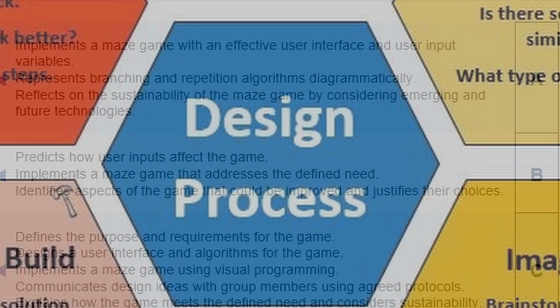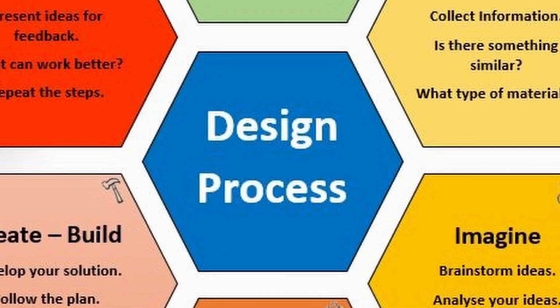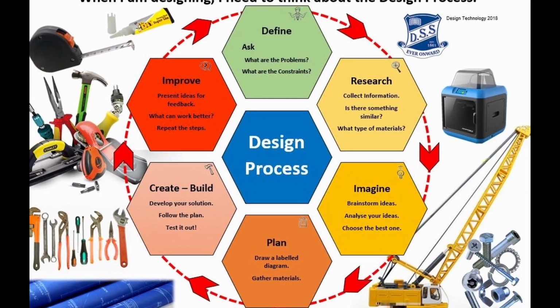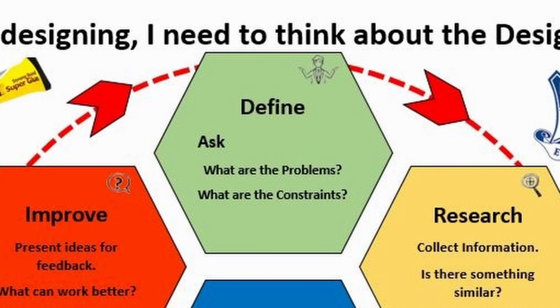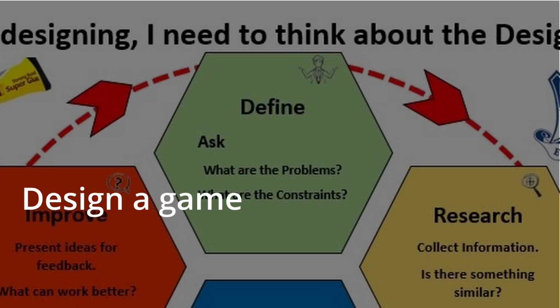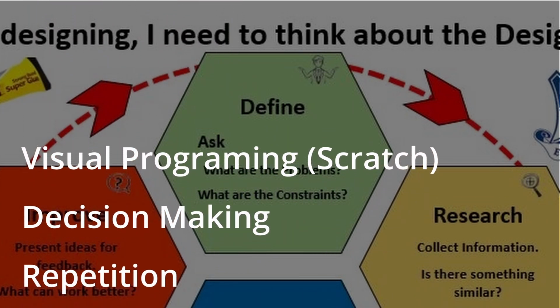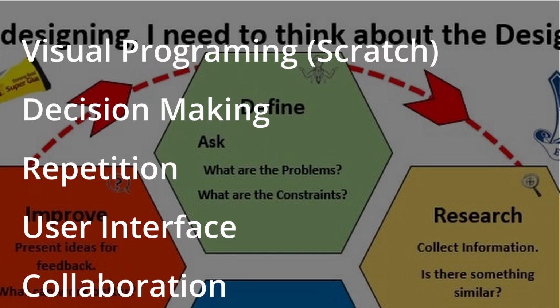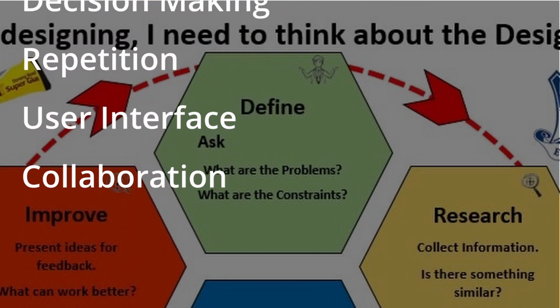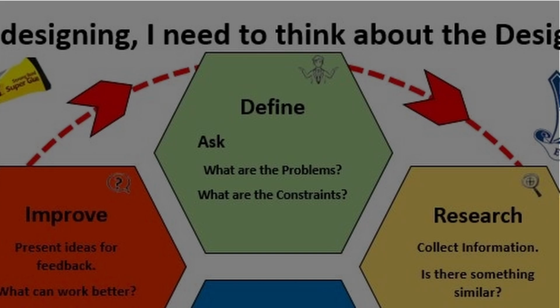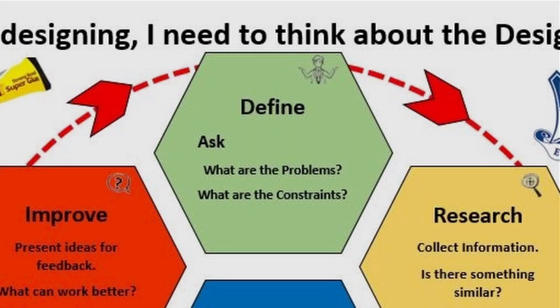So how does this match up with the design process? Step 1 is defining the problem. What are we trying to solve and what are the constraints? Well, the problem is we need to design a game. The constraints: it must use visual programming like Scratch. It must include decision making, repetition, a user interface, and be developed collaboratively using protocols that are agreed upon.